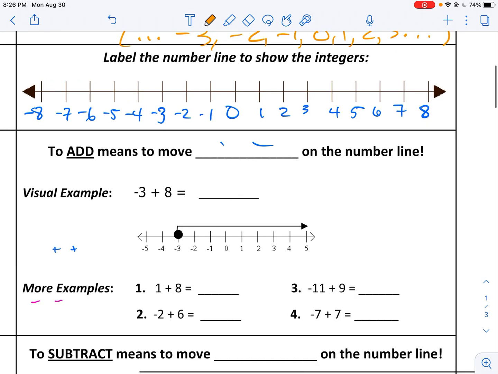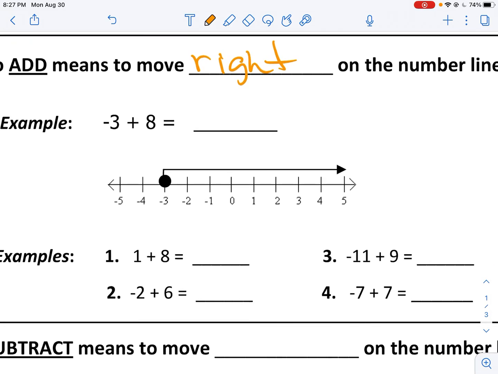Here's our number line. 0 is in the middle of our number line. We have the positives on the right-hand side. We have the negatives on the left-hand side. Now, if I was to add, we would move to the right on a number line. So, if I have negative 3 plus 8, I start at negative 3 and I go this direction 8. So 1, 2, 3, 4, 5, 6, 7, 8. That would get me 5.